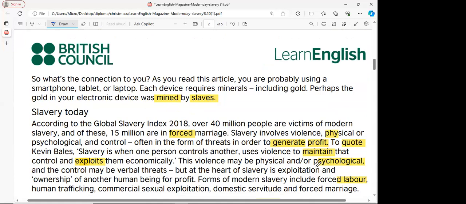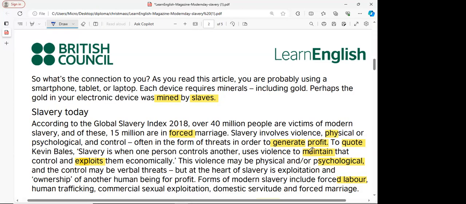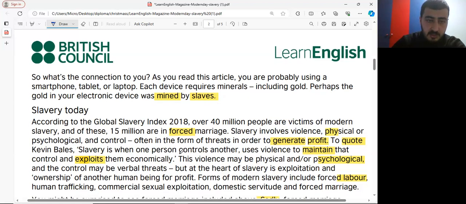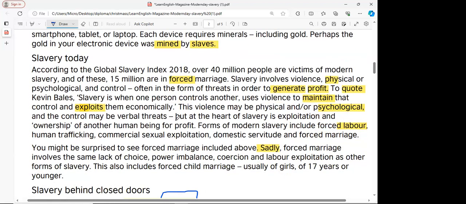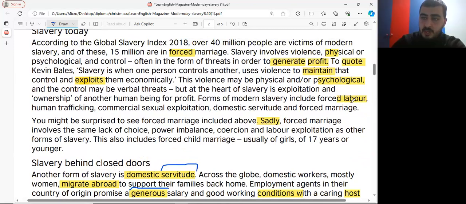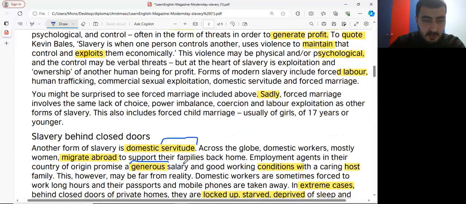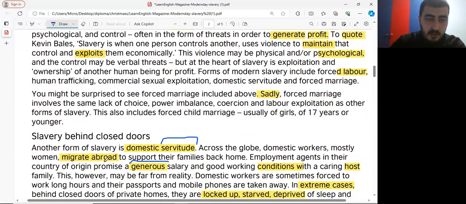Psychological. البي لحظة البي مش عندنا. Okay. Psychological. Psychological. Good job. Okay, this one? Exploits. Exploits. Yes. All right. This one? Labor. Labor. Or labor. Labor, yes. Okay. This one?